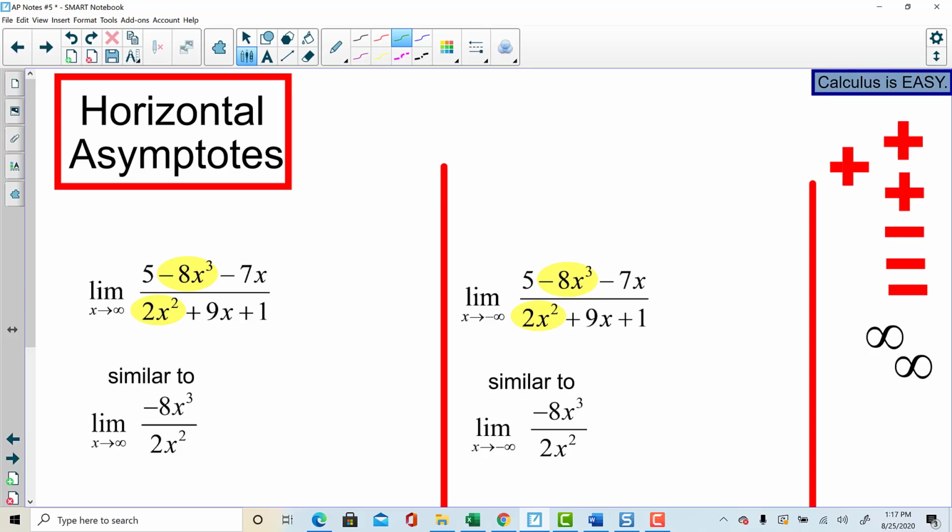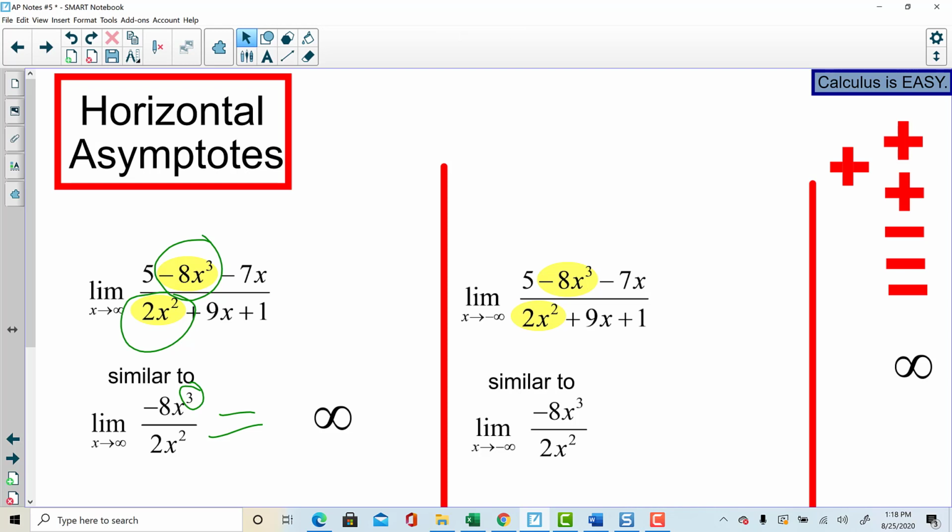Okay, nothing new here. We're just going to do some examples. Doing that first limit as x goes to infinity. The biggest piece is negative 8x to the third. And the bottom, the biggest piece is 2x squared. We do notice that the top is bigger, so our answer is going to be infinity.